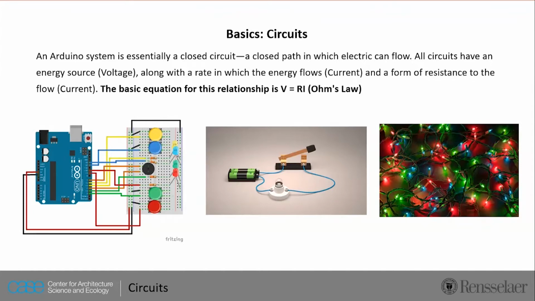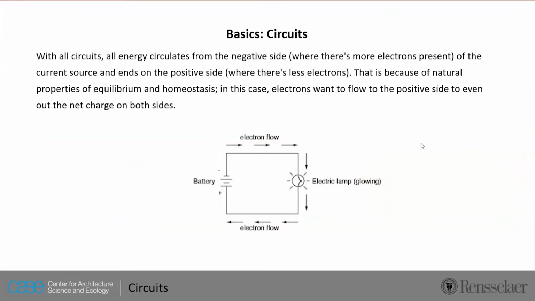On the left here is an Arduino board plugged into a breadboard with a bunch of components, and that's a very complex form of a circuit. To dull it down, in the center we have a simpler circuit, which is the battery, the switch, and the light bulb, which acts as a resistor to some degree. On the right, we have Christmas lights, which are a very good example of a circuit that we see everywhere. So how does electricity flow?